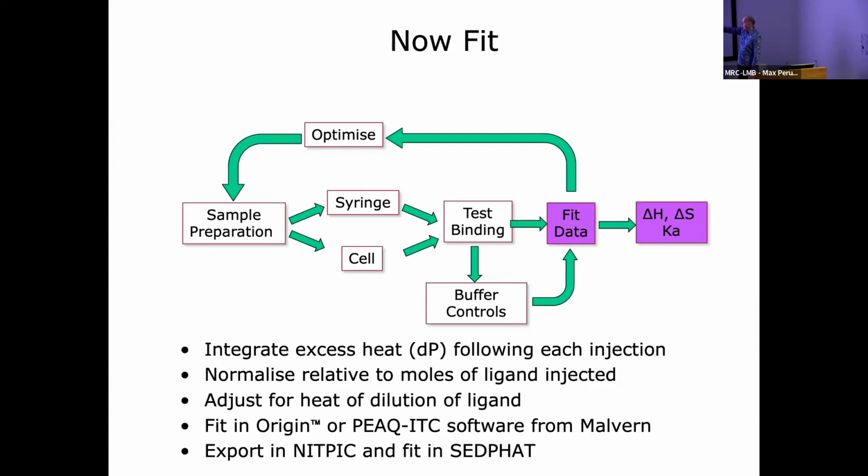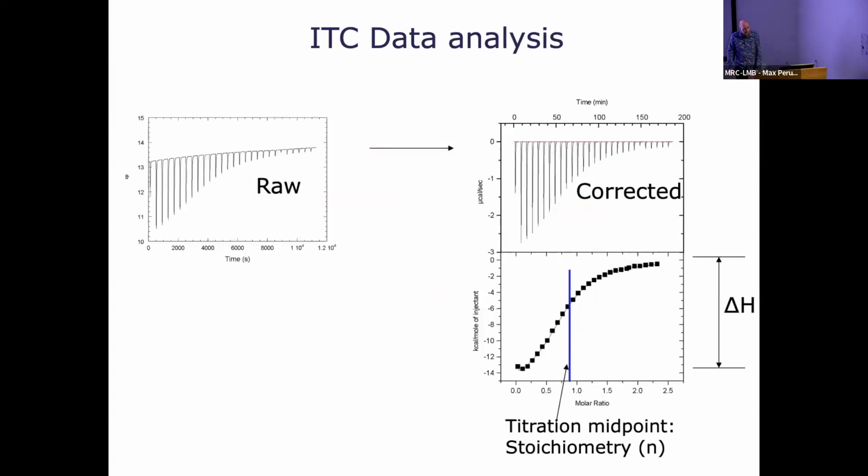Normally now we just fit in PEAQ software, but previously we'd fit in Origin. You can export things in NITPIC and fit in SEDPHAT. So typically we get raw data, we correct it for the baseline, and then we get this kind of characteristic trace here, which is this sigmoidal curve. At the bottom, the x-axis is molar ratio. That's the molar ratio of the injectant over what's in the cell.